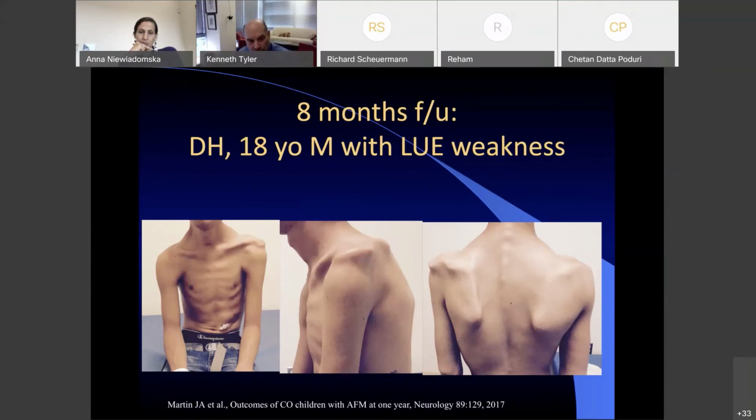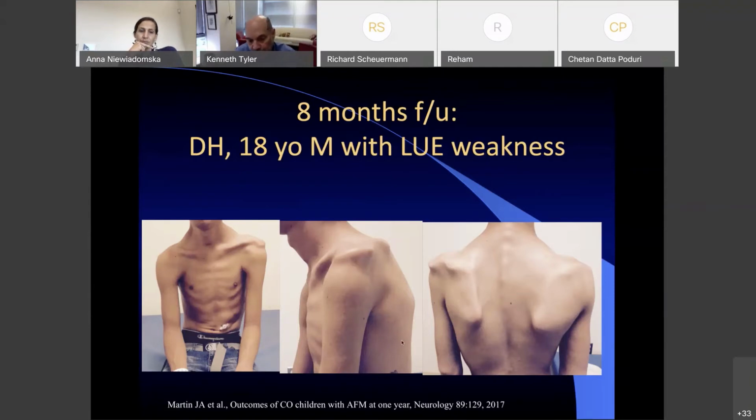loss of bulk in the muscles, as you can see there, around the scapula, the upper shoulders. You can see how prominent his clavicle is, his scapula is. You can see all the atrophy in his chest muscles, and even a little feeding tube that he needed.